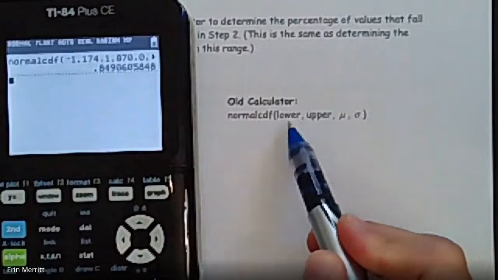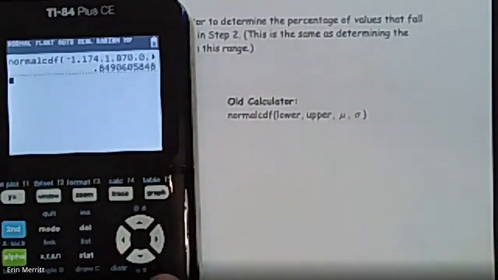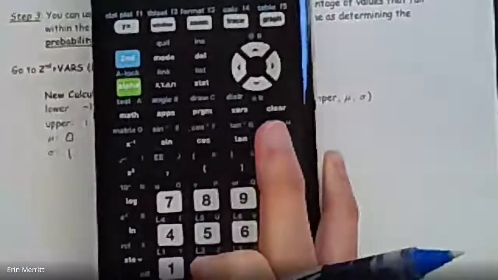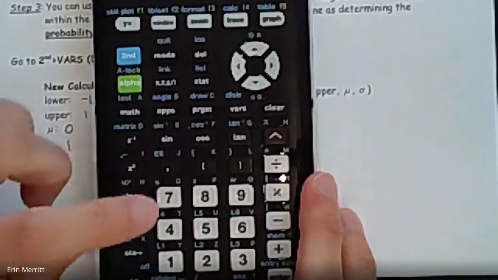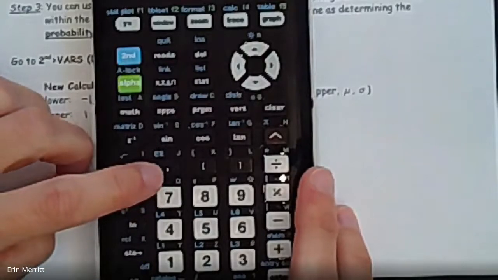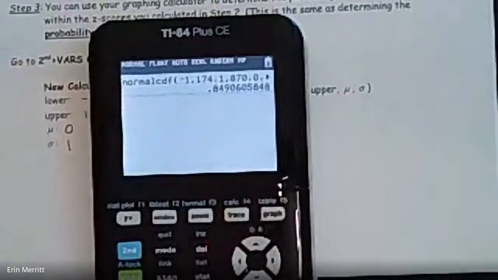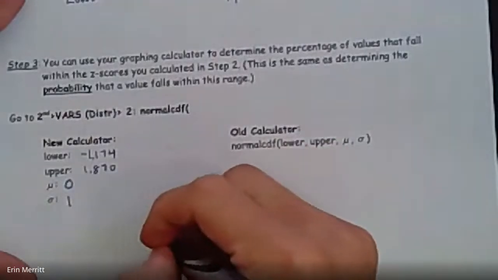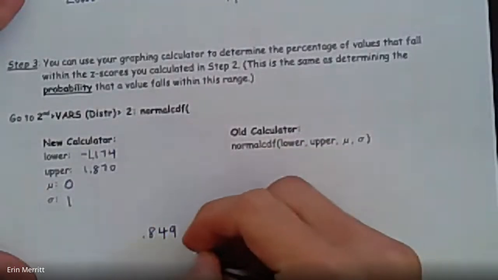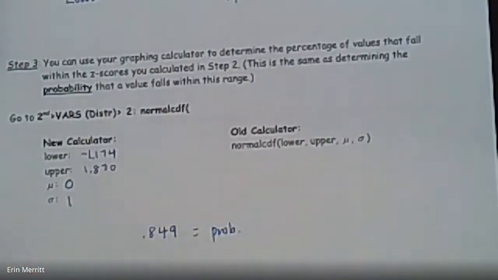Now, if you have an older calculator, you have to put them in a particular order. You got to do lower, then upper, mean, sigma, and you have to put commas in between. Yes, there is a comma button on your calculator. It is right there above the 7. So if you have one of the chunkier old calculators, you're just going to do it in that order. So practice it. Make sure you know how to do this, right? And then what it comes out as is 0.849. And so what that means, that is the probability that she swims in between those two times, right?